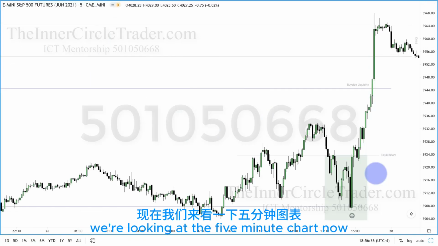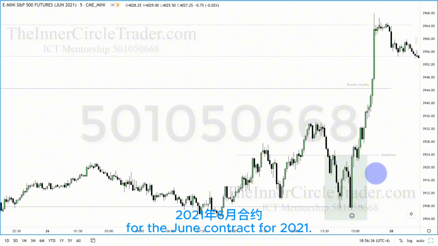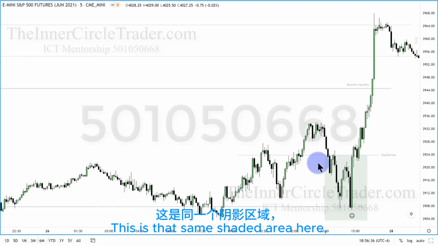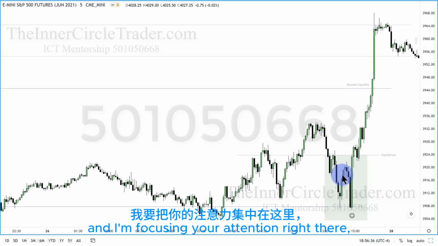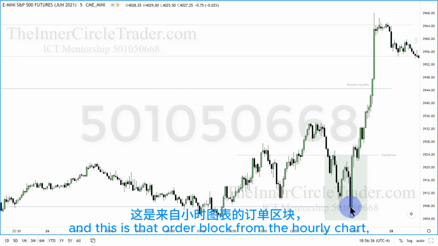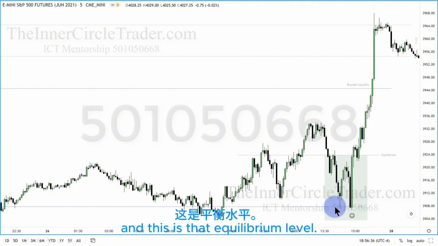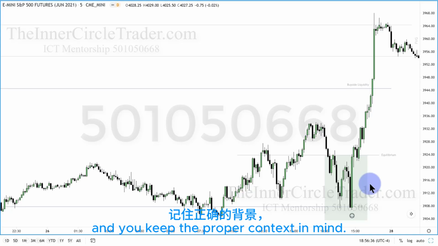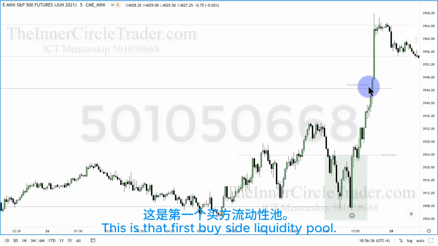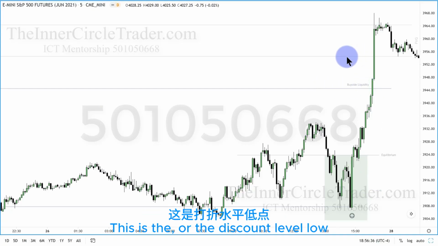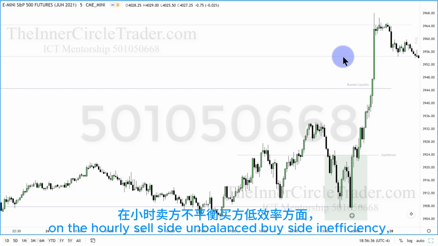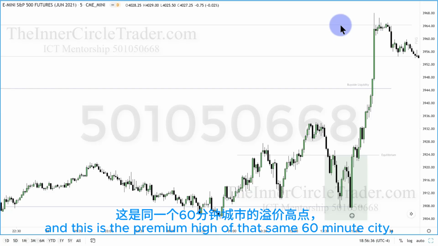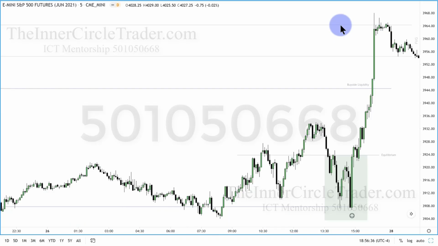So we're looking at the 5-minute chart now for the June contract for 2021. This is that same shaded area here, and I'm focusing your attention right there. And this is that order block from the hourly chart. And this is that equilibrium level. So everything's framed out. You can keep the proper context in mind. This is that first buy side liquidity pool. This is the discount level low on the hourly sell side imbalance, buy side inefficiency. And this is the premium high of that same 60-minute FVG, which makes up the fair value gap.